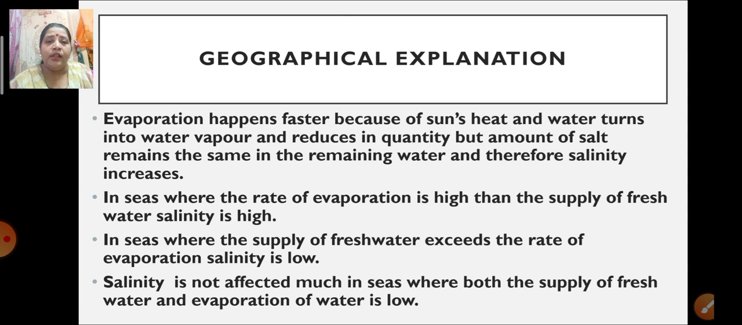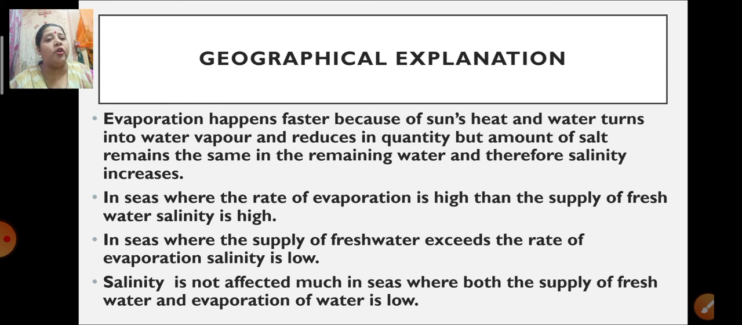Then in seas where the supply of fresh water exceeds the rate of evaporation: there are certain seas where the supply of fresh water is continuous, and more and more fresh water is being added to the sea. In such a condition, what will be the salinity of that sea? Yes, the salinity level will be low in that sea.